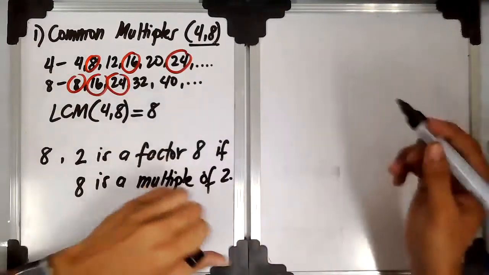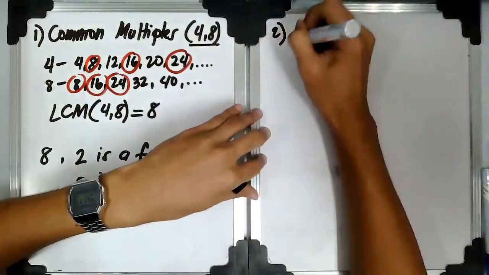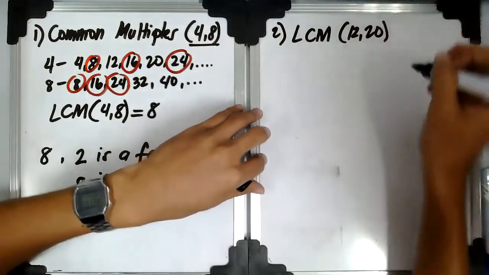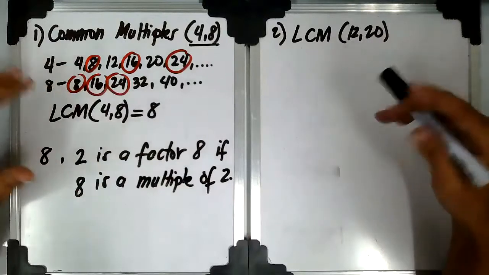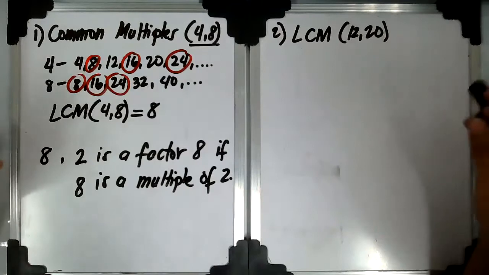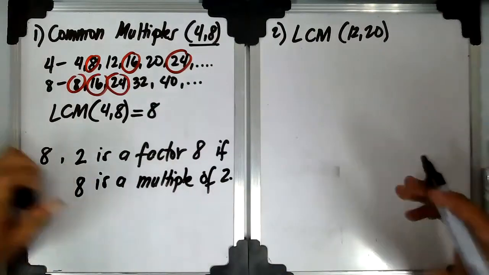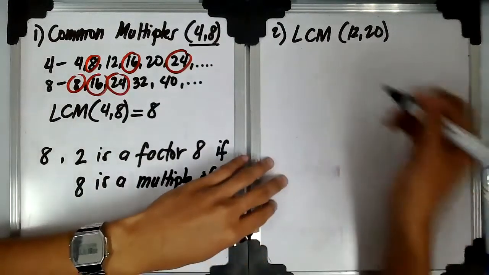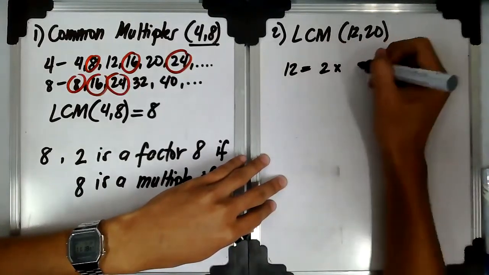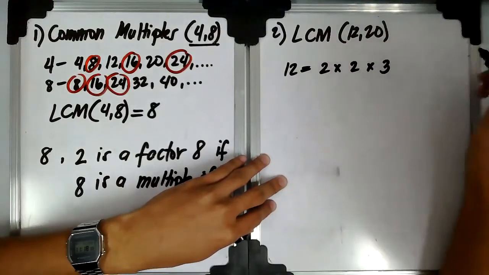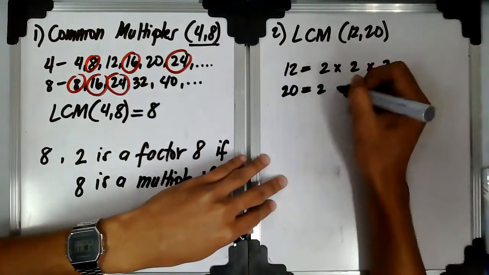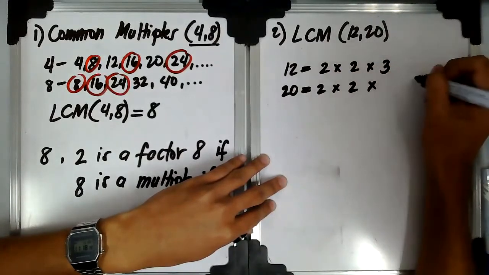Let's have another example, and we're going to get the LCM of 12 and 20. Alright, so instead of getting their multiples, let's use the same table that we used in getting the GCF. So let's start getting the factors of 12 and 20. So we have here 12. And what are the factors of 12? We have 2 times 2 times 3. Next one, the prime factors of 20, we have 2 times 2 times 5.